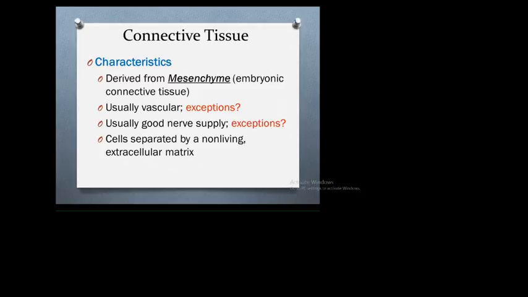So what I'm saying is, in the early days when you're being formed, this generalized tissue, mesenchyme, gave rise to many, many different types of cells, right? Many, many different types of tissue. Okay, it is usually vascular, which means it has what? Good blood supply, usually good nerve supply, right? So it has good innervation, good vascularization. The exception on both of these is cartilage. Cartilage is very poorly, like no blood vessels and no nerve supply.